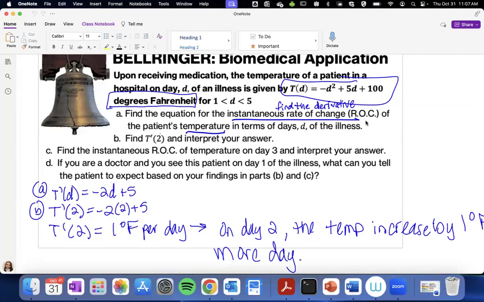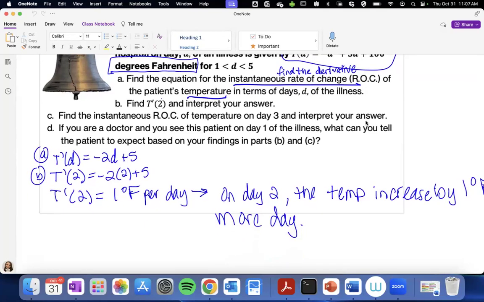Good. Letter C, instantaneous rate of change on day 3. Okay, ladies and gents, you have to know what this means. If I say I want the instantaneous rate of change on day 3, what does that translate to mathematically? I do T prime of 3, right? That's what that means. I straight up asked you to find T prime of 2 in part B, but here I'm asking you to find T prime of 3.